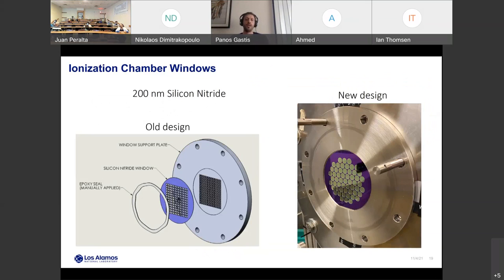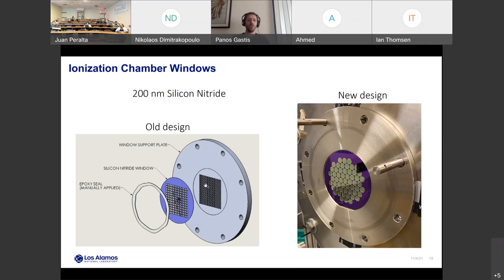And these are pictures of the windows of the ionization chambers. We use ultra-thin silicon nitride windows, about 200 nanometers in thickness. We want them to be as thin as possible in order to minimize any energy losses of the fission fragments in the entrance window, and also to minimize the energy straggling, again for maximizing the effective resolution.